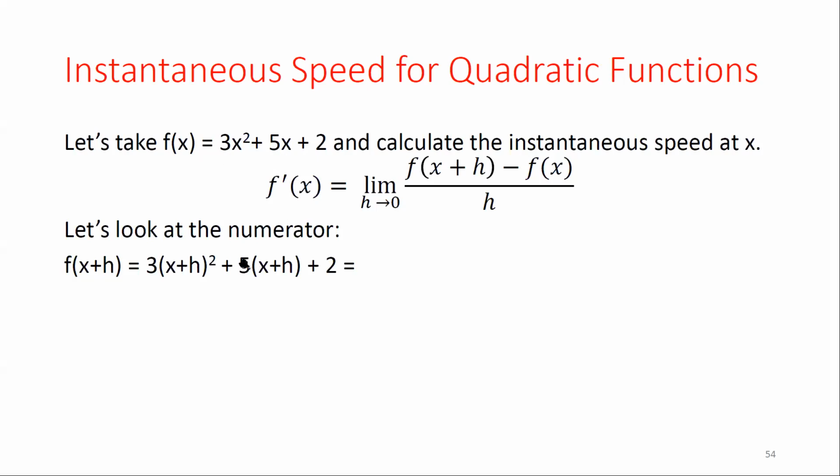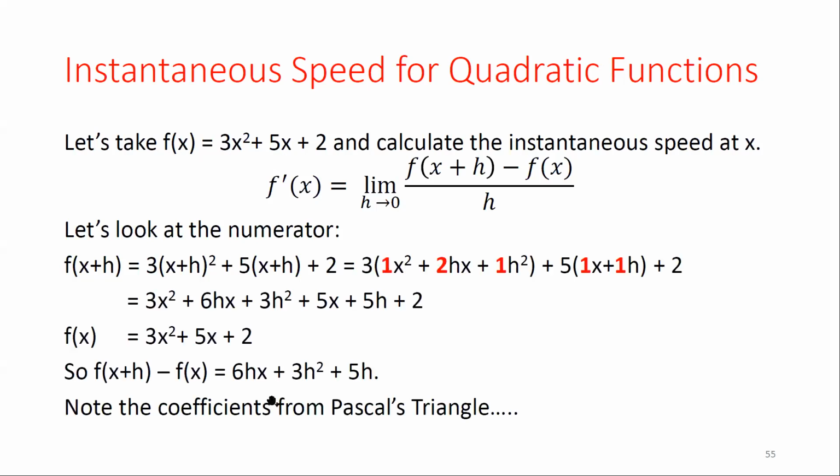Perfect. And now, how do we expand out x plus h squared? We use FOIL: first, outside, inside, last. Or we could use Pascal's Triangle, which is why we proved it. So it would be 1x squared plus 2hx plus h squared. So f of x plus h is 3x squared plus 6hx plus 3h squared plus 5x plus 5h plus 2.